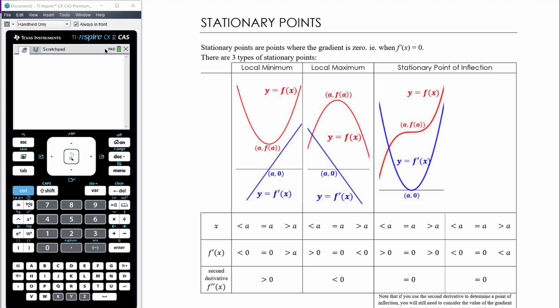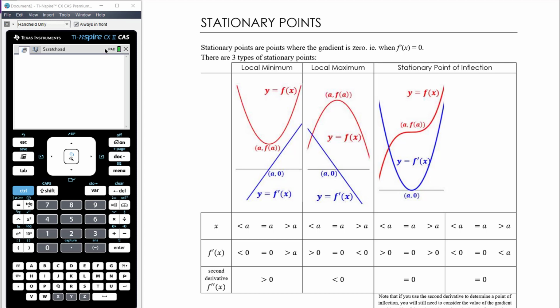So in a local minimum point, if your original function is the red curve, let's say it looks like a parabola, and we have a local minimum at the point a, f of a, then we know that when we draw the derivative function for that, the derivative function will be a straight line that goes through the point a, 0. It has an x-intercept at the point a, 0, and that's because when x equals a, the gradient is 0. Okay, so the key idea in understanding that we have a local minimum is that there is a stationary point when x equals a.